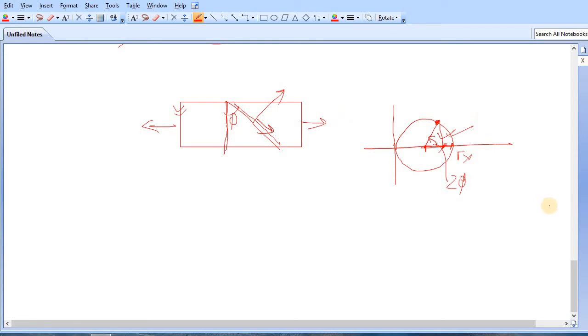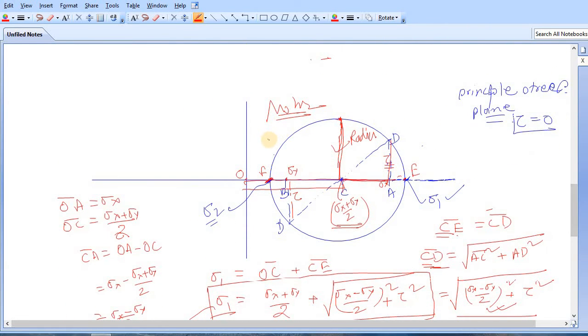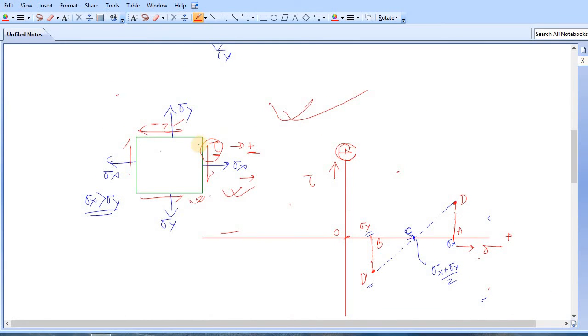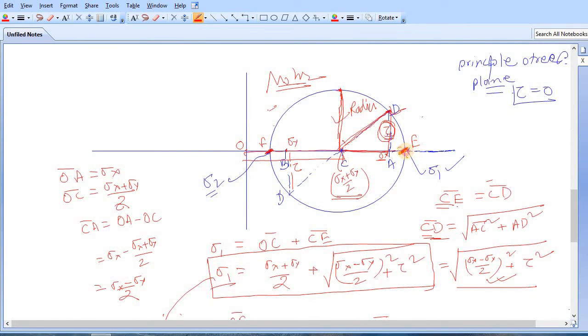So here also in this circle, let's see, you can see that this point somehow denotes your actual plane where both normal stress as well as your shear stress is acting. So this was your actual plane and this represents this vertical plane. Now in this plane this is the principal stress and this is, let's say, 2 phi degree away, but it is measured clockwise.